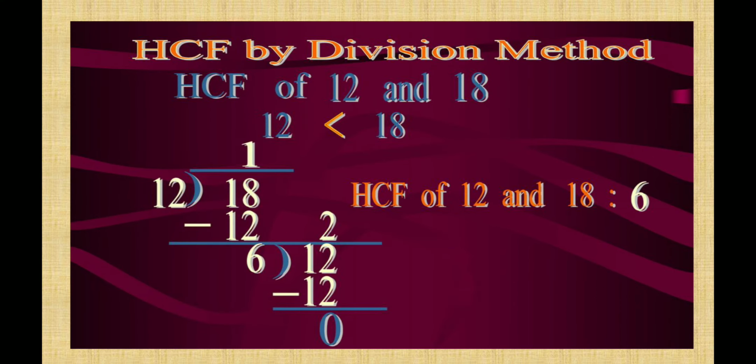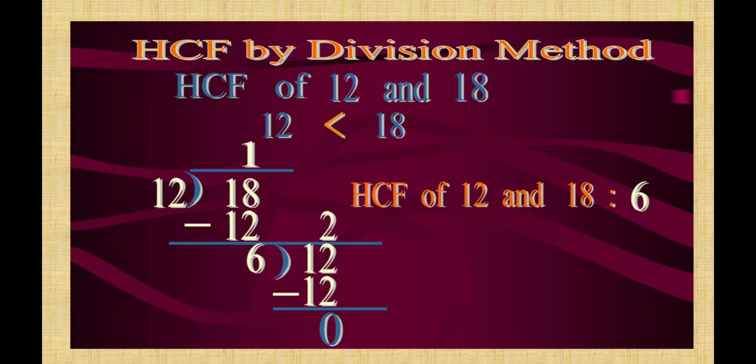Now HCF by the division method. Again we take the same example. You can see in all the examples we are getting the HCF as 6. So let's see the division method once again. HCF of 12 and 18. 12 is less than 18, so we will divide 18 by 12. 12 ones are 12, you get the remainder as 6.